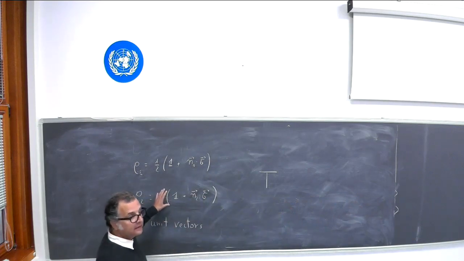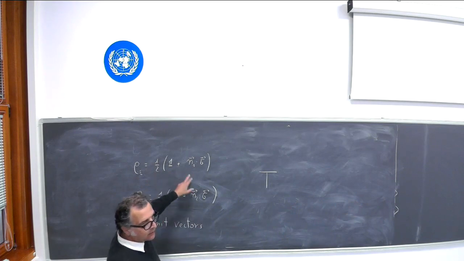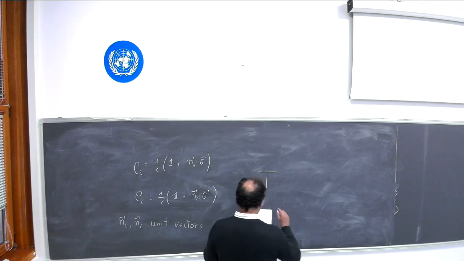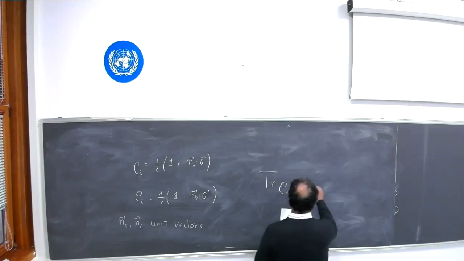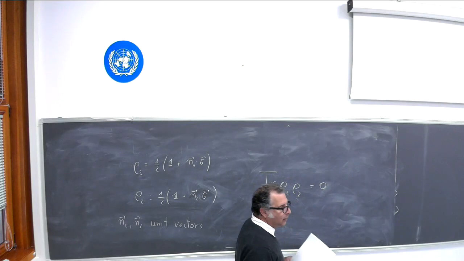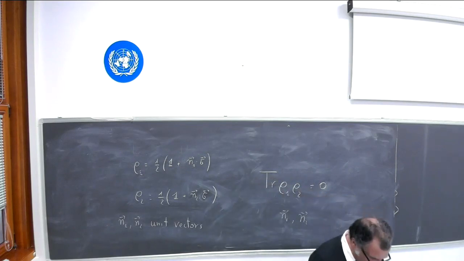So the third exercise is the following. Suppose that you have a spin 1/2 and you have two states, rho 1 and rho 2, which are parameterized by two different unit vectors, N1 and N2. Let's say, find the condition. Two density matrices are called orthogonal if the trace of rho 1 rho 2 is equal to 0. I want to know what is the condition on N1 and N2 to verify this orthogonality.